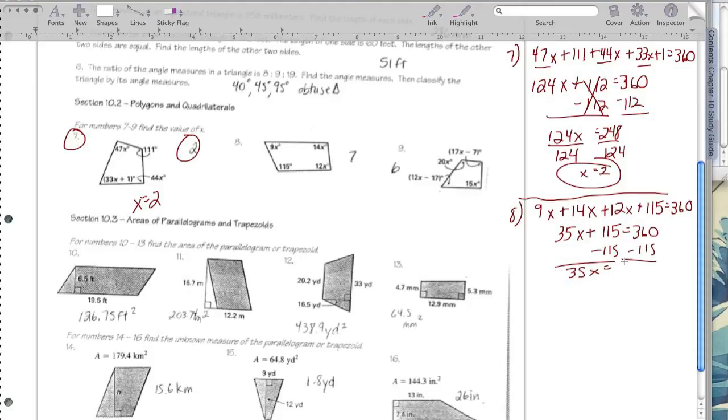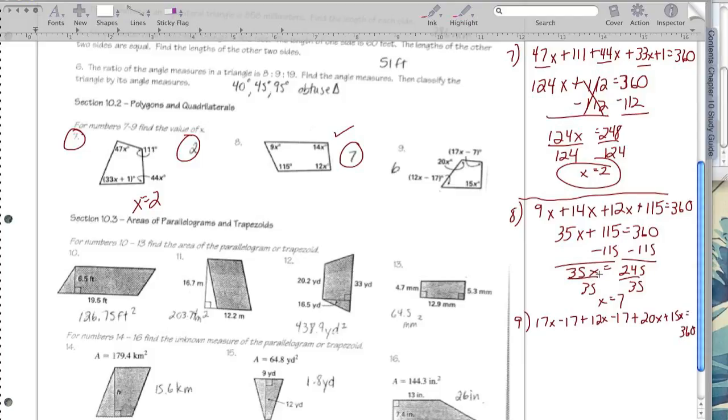35x is going to be equal to 245. Divide by 35, divide by 35, and I get 7. X equals 7. Okay, so that's what's listed there. The last one, number 9. I'm going to add all these up. 17x minus 7 plus 20, plus 12x minus 17 plus 20x plus 15x equals 360.